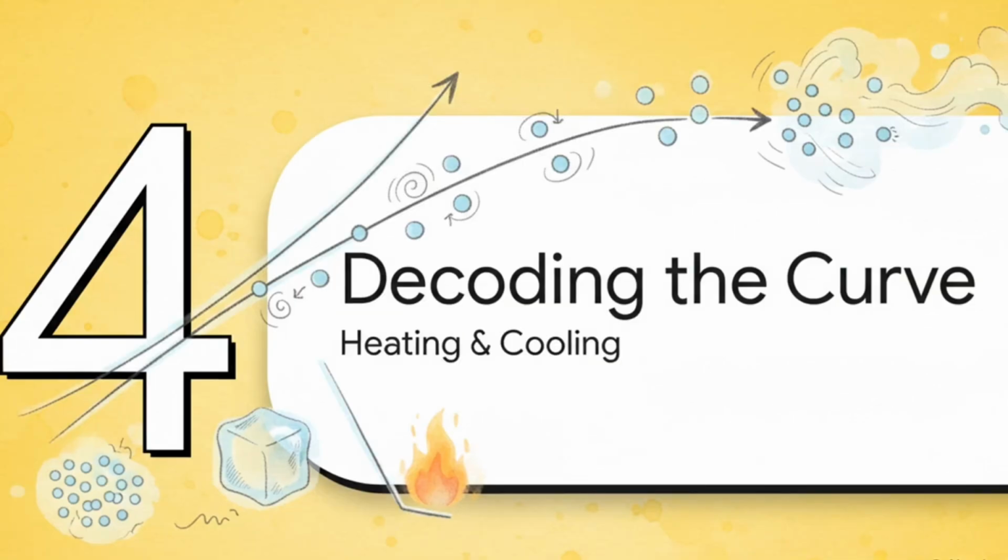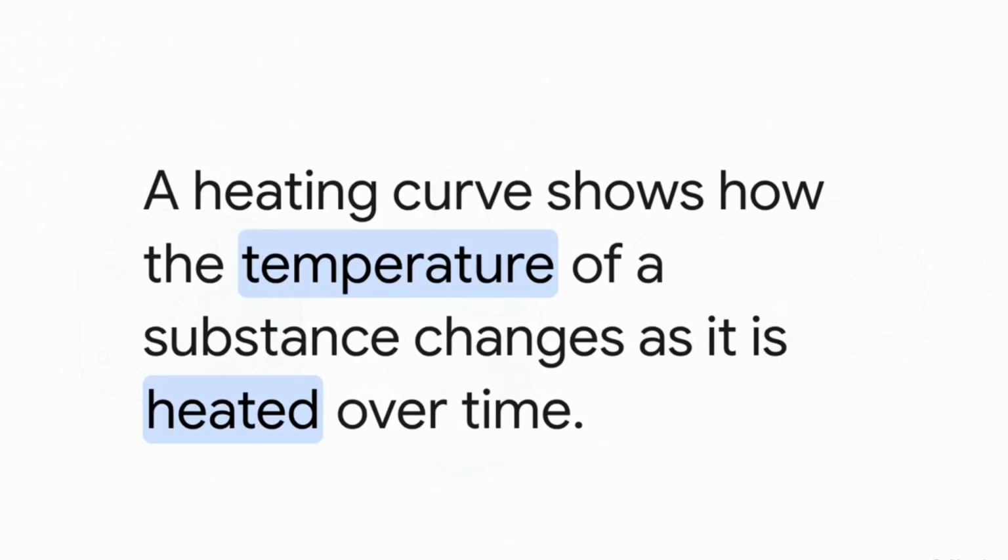We can actually map out these transformations visually. To do that, scientists use a tool called the heating curve. It's basically a graph that tells the story of what's happening to the particles as we continuously add heat. So, a heating curve basically tracks temperature as we heat something up. But this brings me to a classic exam question, something I've always wondered about. Looking at the graph, why does the temperature stay completely flat while the ice is melting? Shouldn't it keep getting hotter?